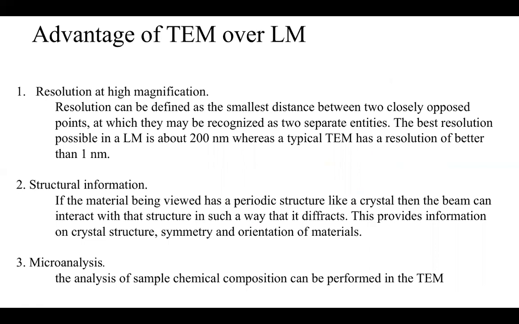The advantage of TEM over light microscopy is obviously that it has a very high resolution at very high magnification. As you all know, resolution can be defined as the smallest distance between two closely opposed points. Now imagine you have 2 points. If your light microscope has a good resolution, that means the distance between these two particles is larger, or comparatively larger, than the wavelength of the light that is used to image. Then you can easily distinguish that there are two particles. But what happens if these 2 points are situated very closely?